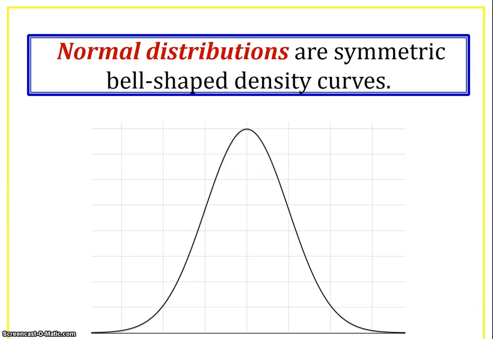Normal distributions are symmetric, bell-shaped density curves. Now there's not just one normal distribution, there is in fact a whole family of normal distributions, and we distinguish between the members of the family based on what the mean and the standard deviation of the distribution are.